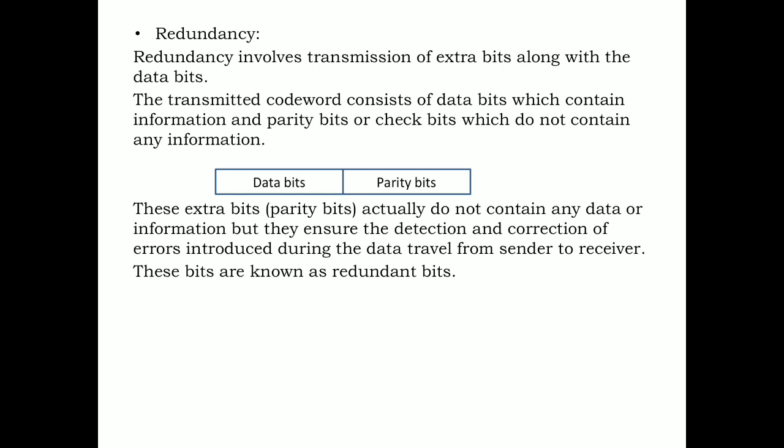Now last, that is redundancy. Redundancy involves the transmission of extra bits along with the data bits. The transmitted code word consists of data bits which contain information and parity or check bits which do not contain any information. These extra bits or parity bits do not contain any data or information, but they ensure the detection and correction of errors introduced during the data travel from sender to receiver. These bits are known as redundant bits.